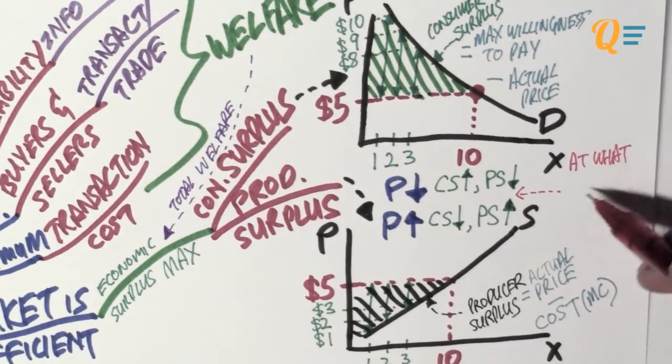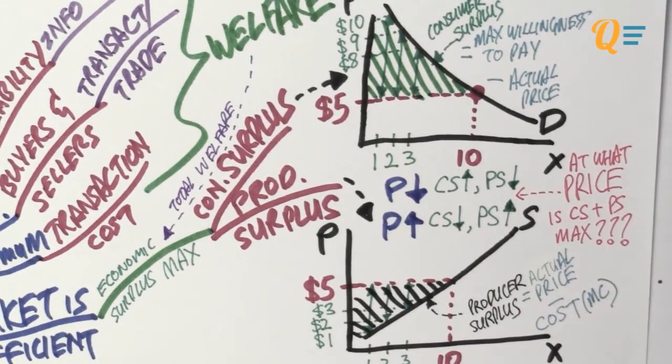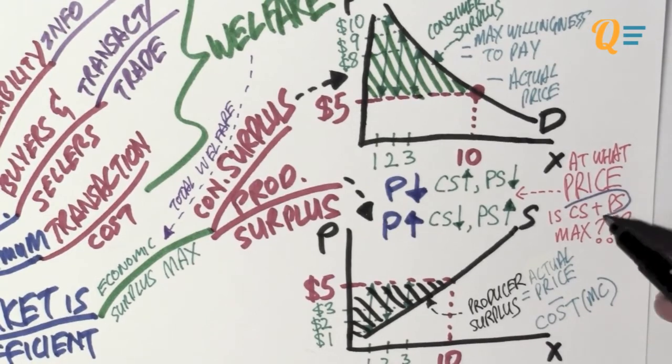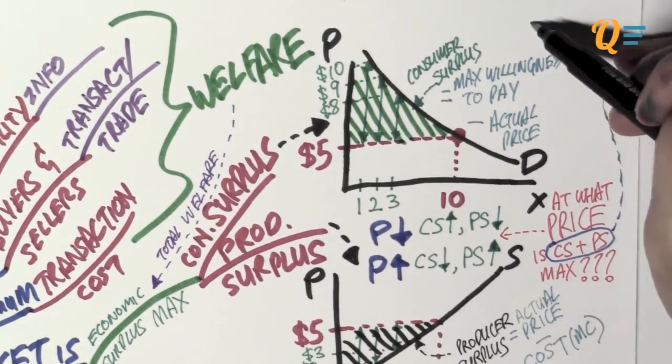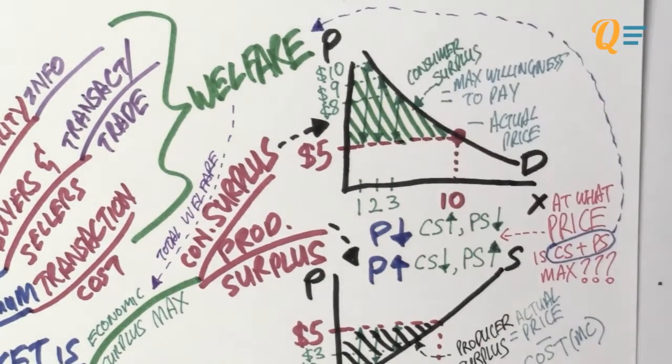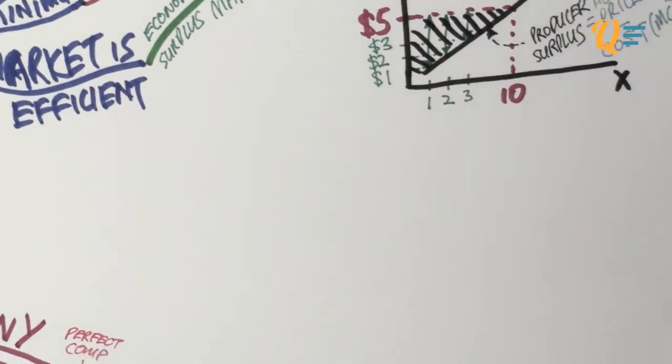So now the problem is, at what price are your consumer surplus and producer surplus maximized? You want to maximize the welfare of the economy, right? The welfare of society. So how do you determine the price at which both the CS and the PS are at the maximum, making the market efficient?